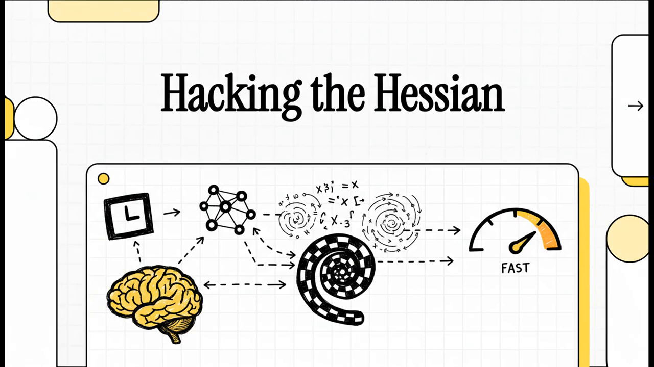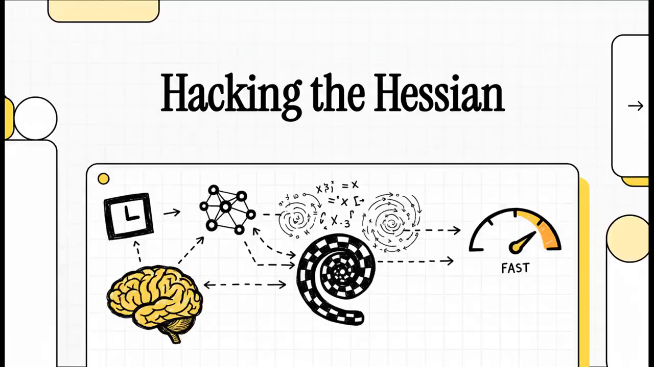So, have you ever wondered why it takes days or sometimes even weeks to train one of these huge AI models? Well, the answer is kind of buried in this really fascinating math problem. Today, we're going to dive into the quest to make AI learn faster by trying to solve a method that is, in theory, absolutely perfect, but in practice, completely impossible.